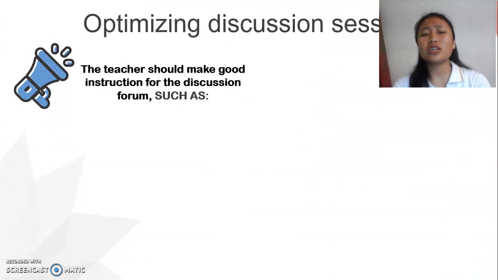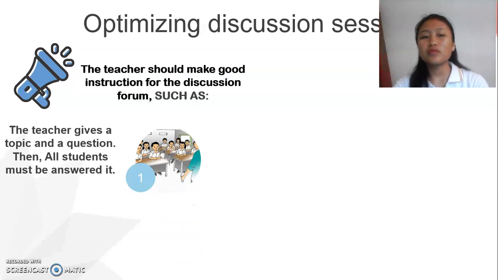In a discussion session, how does the teacher optimize it? Make sure that the teacher makes good instructions for this discussion forum, such as the teacher gives a topic and a question, then all students must answer it. So the teacher asks the students a question about the topic, and then makes sure that all students answer it.